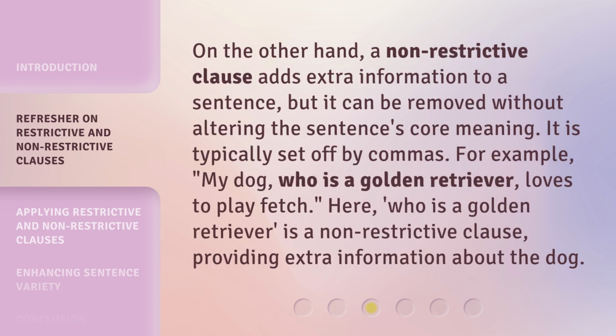On the other hand, a non-restrictive clause adds extra information to a sentence, but it can be removed without altering the sentence's core meaning. It is typically set off by commas. For example, my dog, who is a golden retriever, loves to play fetch. Here, who is a golden retriever, is a non-restrictive clause, providing extra information about the dog.